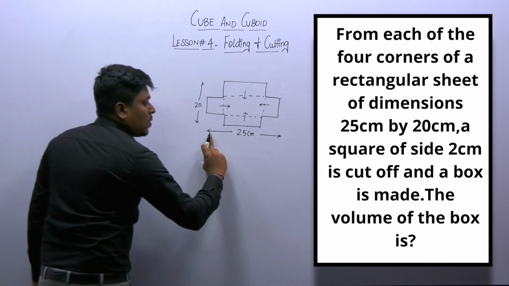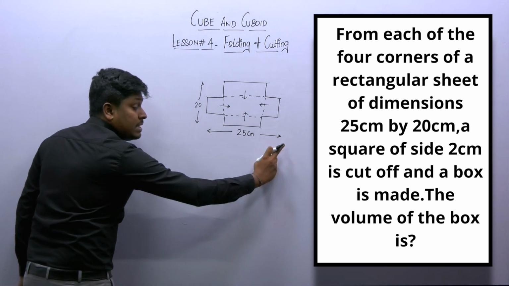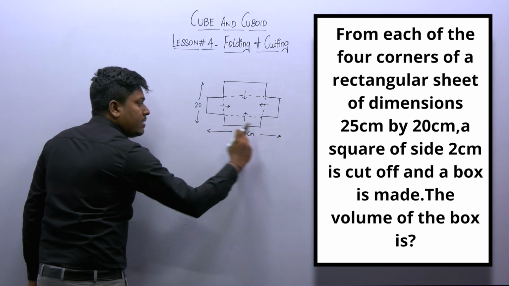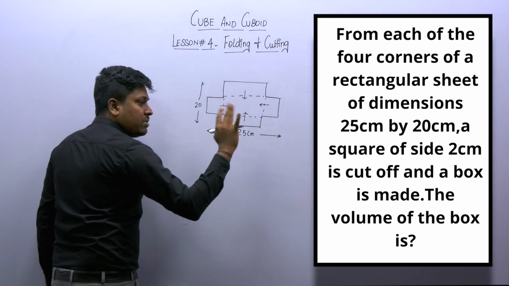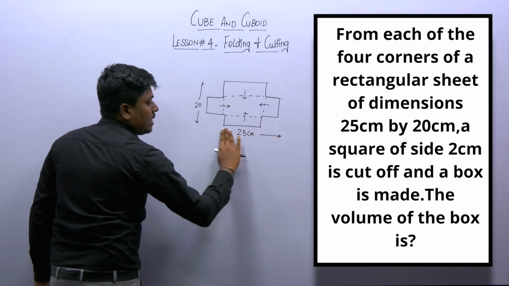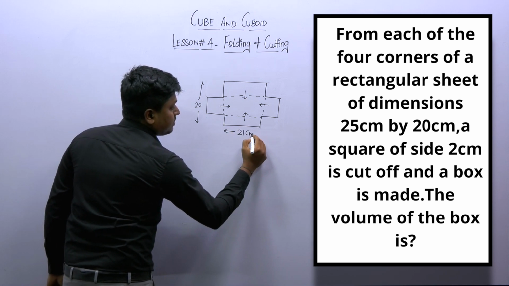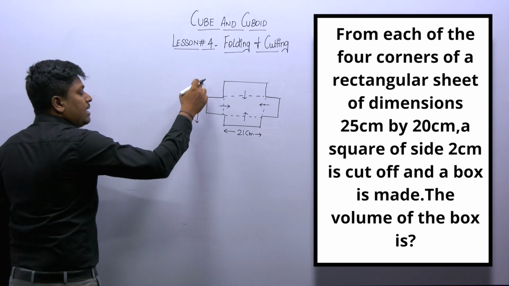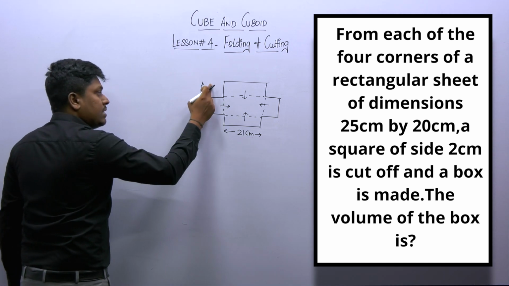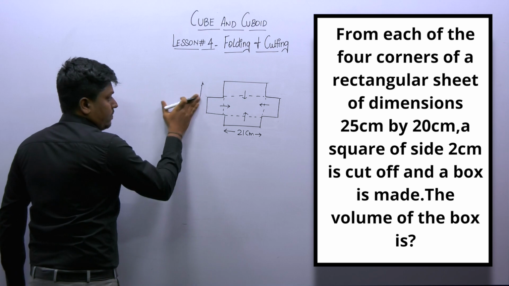So we know that the total length of the box is 25 centimeter, but here 2 centimeter is removed. So totally 4 centimeter is cut off. So now the length of the box will be only 21 centimeter. Got it? So similarly, the breadth is 20 centimeter. So here 2, 4 centimeter is cut off.